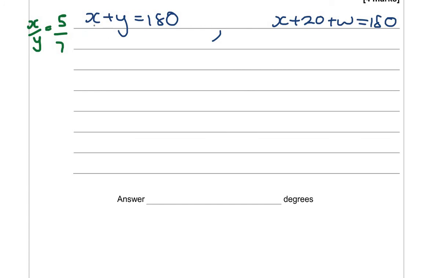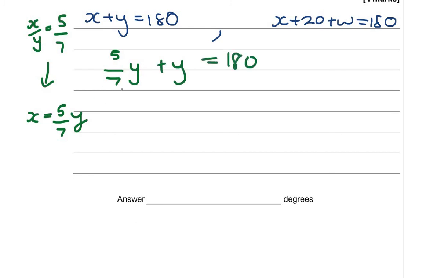Right, so this is what we've got. We've got x plus y is 180, and x plus 20 plus w is 180, and x divided by y is 5 divided by 7. So let's start with this. This tells us that x equals 5/7 of y. And now we can input this into this equation. So x is 5/7 y, so we can put 5/7 y in place of x, add y, and we get 180. So this tells us that 12/7 y equals 180.